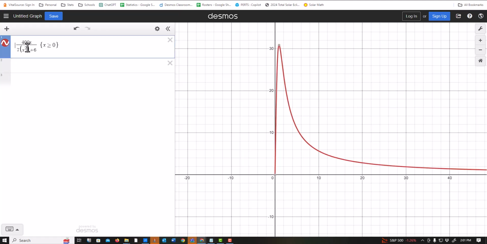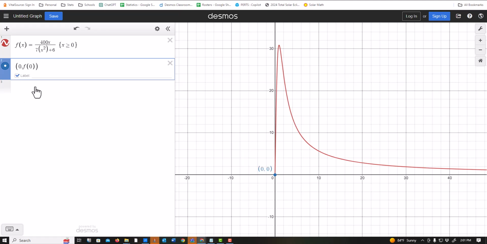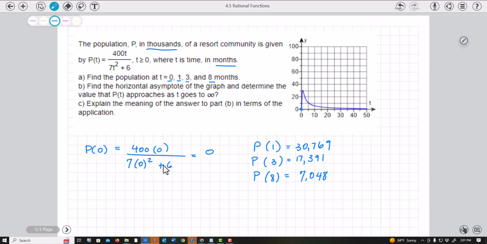Another thing that's kind of cool with Desmos is I can do f of x equals, then 0 and f of 0, and have it label these points. And then the next one, 1 and f of 1, and label the point. So you can see where I got this value, but remember I had to multiply it by 1,000. All right, so I leave it to you to finish all those.